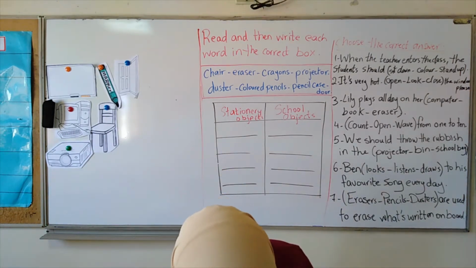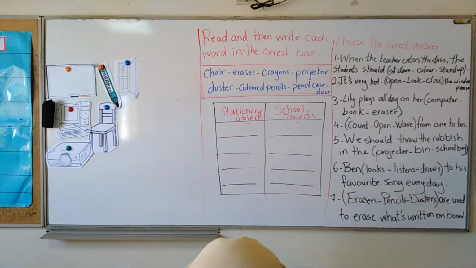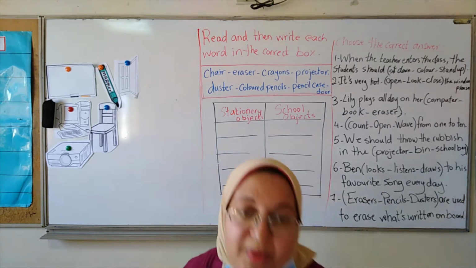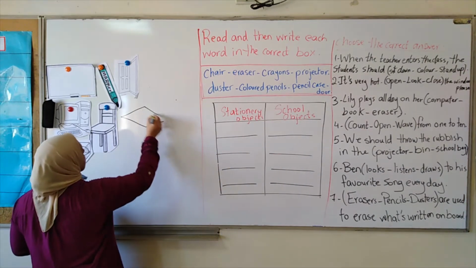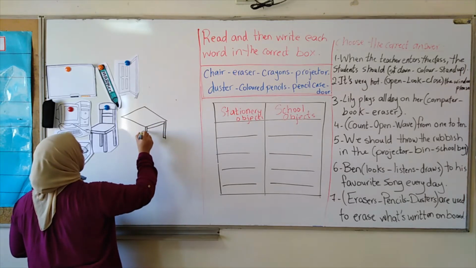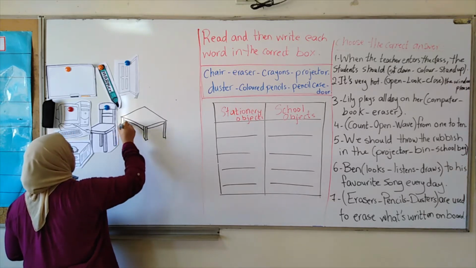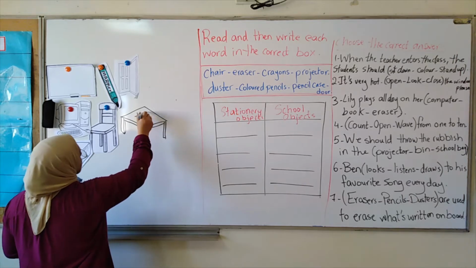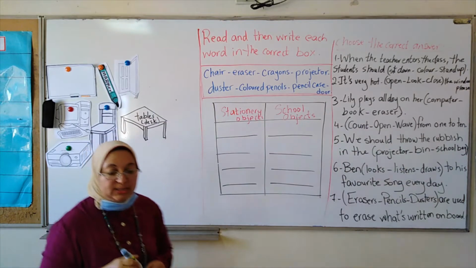We have here tables or desks. Of course, we have here the table or the desk. It's also going to be a school object. But I'm sorry, I don't have the picture of the table here, so you can just draw it here. This is the table. Desk would be the desk, and then the students are going to sit on it.